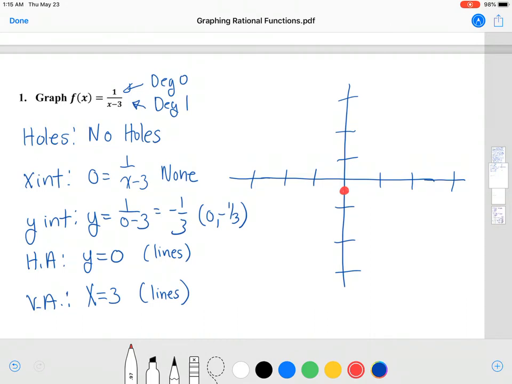I do have a horizontal asymptote at y equals 0. That's the x-axis. So I know that's where my graph is going to long-term flatten out. So one thing that you need to know about asymptotes is you can pass over a horizontal asymptote, but you can never, ever, ever cross over a vertical asymptote. Okay, we have a vertical asymptote at 3.